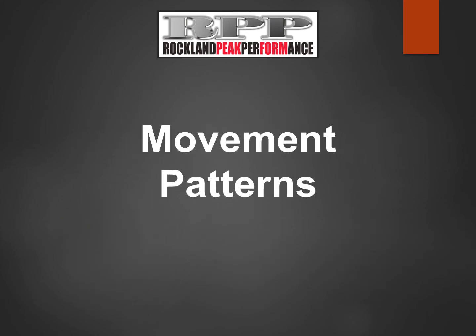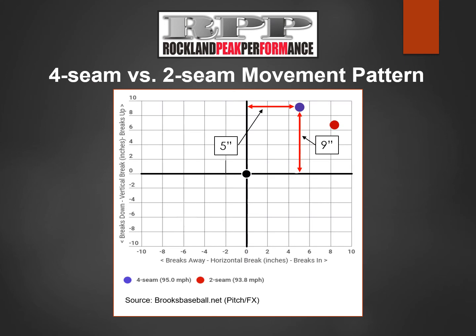We are now ready to get into movement patterns, as each type of pitch has its own general pattern. Here is an example of a typical movement chart that shows the movements on a 4-seam and 2-seam fastball. 4-seam is the purple circle and the 2-seam is the red circle. As an example, the fastball is up and in by approximately 9 inches vertically and 5 inches horizontally, versus a gyro ball at dead center. The chart is from a right-handed pitcher's viewpoint, and as you can see, both pitches move up and in on a righty batter, but the 2-seam has more lateral movement and less vertical.